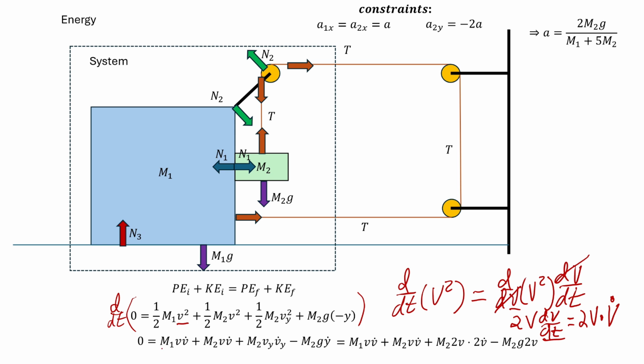So that's what I've got down here. I've got a 2v v dot. There was a 1/2, so instead of having a 2 and a 1/2, I just got rid of them. And I did that to the second term, and I did it to the third term. And this guy didn't have a v, it just had a y, so I just replace it with a y dot.